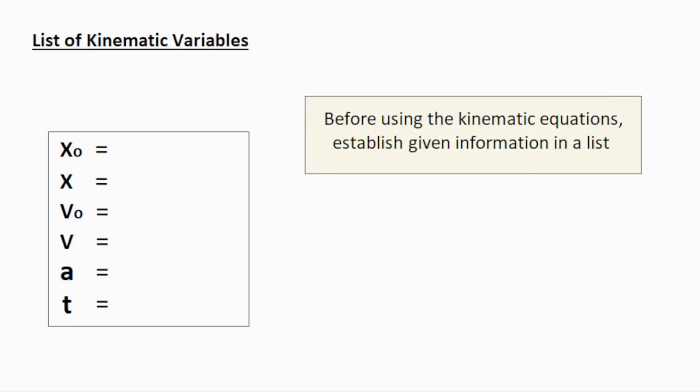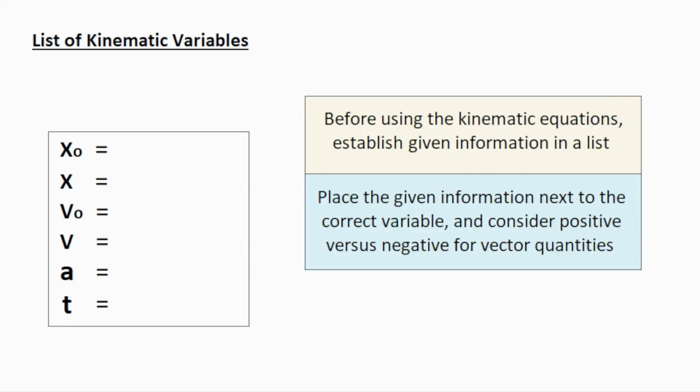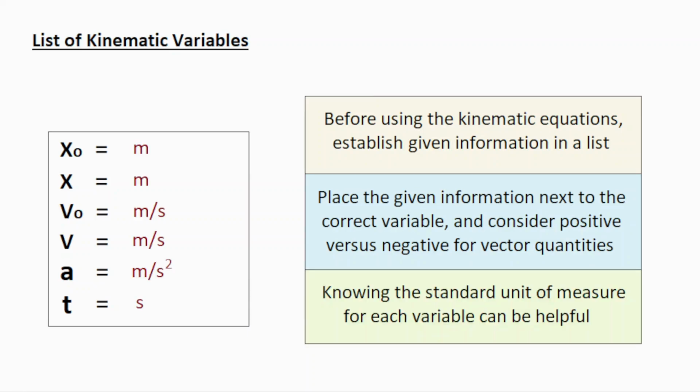I think the first step of using the kinematic equations is establishing the connected variables in a vertical list. Here we are organizing a problem's given information, determining positive versus negative for vector quantities, and determining which variable to solve for. Knowing the standard units of measure for each variable will help you construct the list properly and determine if any unit conversions are necessary.